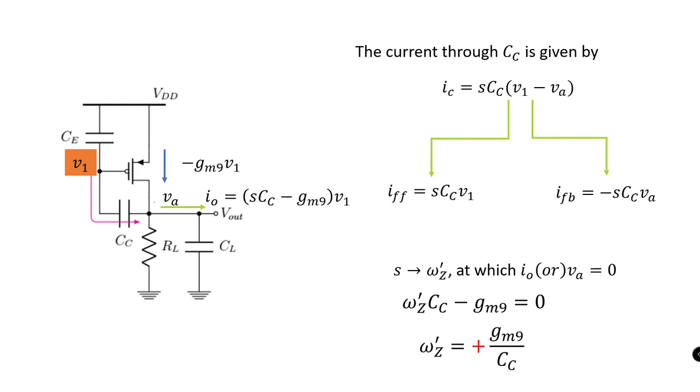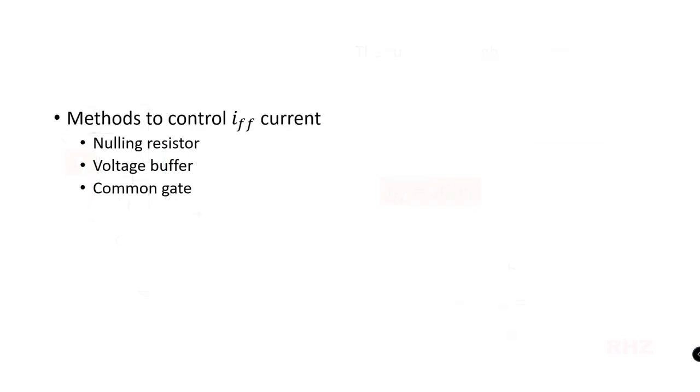Thus, it is pretty clear that it is this feed forward current that is responsible for the 0. So to avoid the 0, one has to find a way to control this feed forward current, and there are basically three ways by which one can control this. The first one is by making use of a Nulling resistor. The second is by using a voltage buffer. The third is using a common gate configuration. Out of these three methods, we will focus only on using the Nulling resistor.